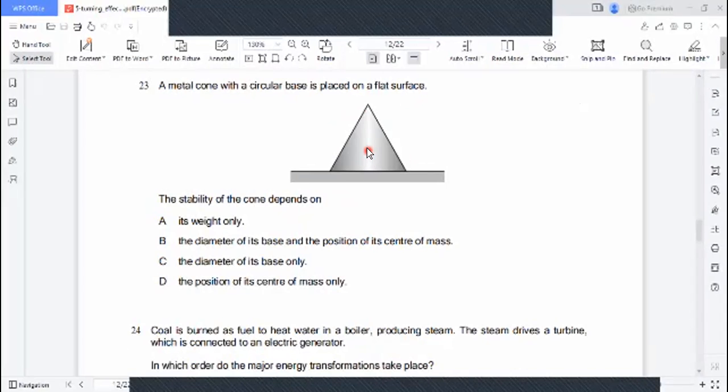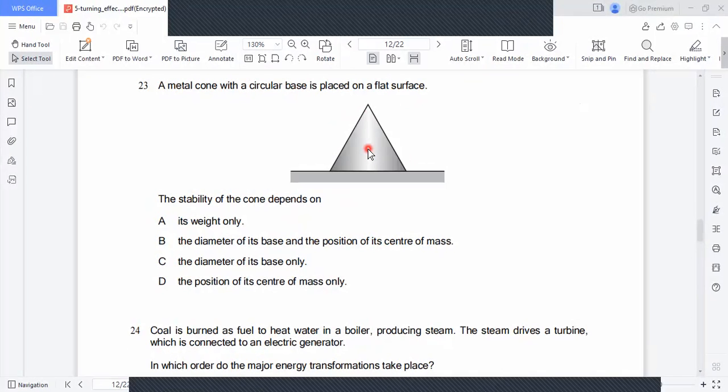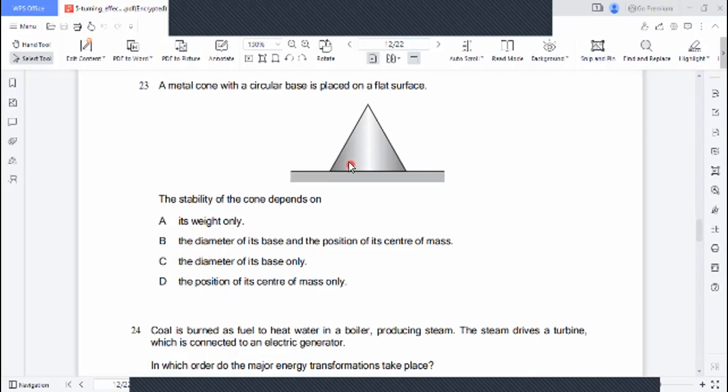If we move the center of mass here, it's less stable, less stable, less stable, and least stable. So if the center of mass is lower and the base area is large, then we can expect more stability. Let's look at the possible options. It's weight only, it doesn't matter.